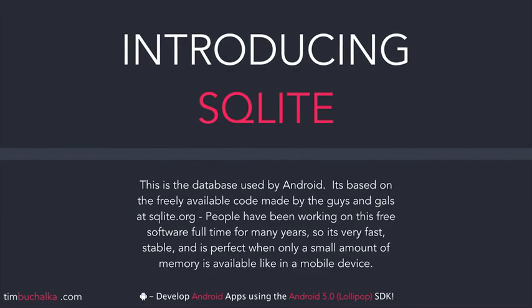Introducing SQLite. This is the database that's used by Android. It's based on the freely available code made by the guys and gals at sqlite.org. That software has been worked on for many, many years, and it's freely given away. I think they might make their money from support. There are lots of different operating systems that use it. Android uses it, and I know Mac OS X uses it too. It's literally everywhere. It's very fast, it's very stable, and it's been designed to use only a small amount of memory and have a very small footprint, to be very efficient and fast, which of course is perfect on a mobile device.